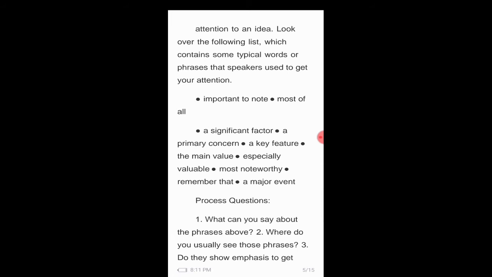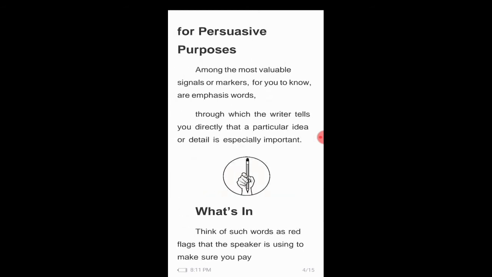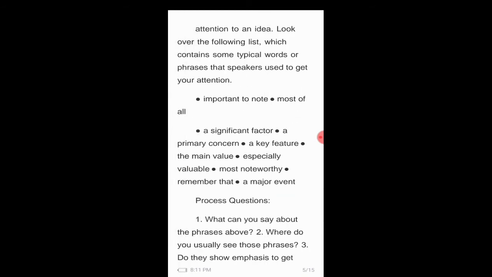So, these emphasis words are some of the words being used by our writers to get our attention. Either he or she is a writer or speaker, mostly they use these words to get our attention. So, what can you say about the phrases above? What can you notice? Where do you usually see those phrases?